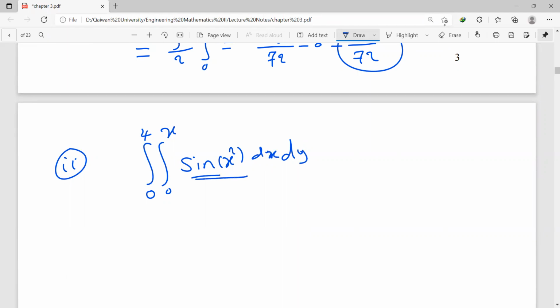About this one, can we find this integration? No, because you have no derivative of the angle out of the function. Okay, we must have 2x, then we can find its integration. We cannot find this integration. Okay, but if we have dy dx, it's easy to find because this is constant when we take integration with respect to y. Is it? It's a constant. Let's find first integration with respect to y. Okay, it's given like this in the example.